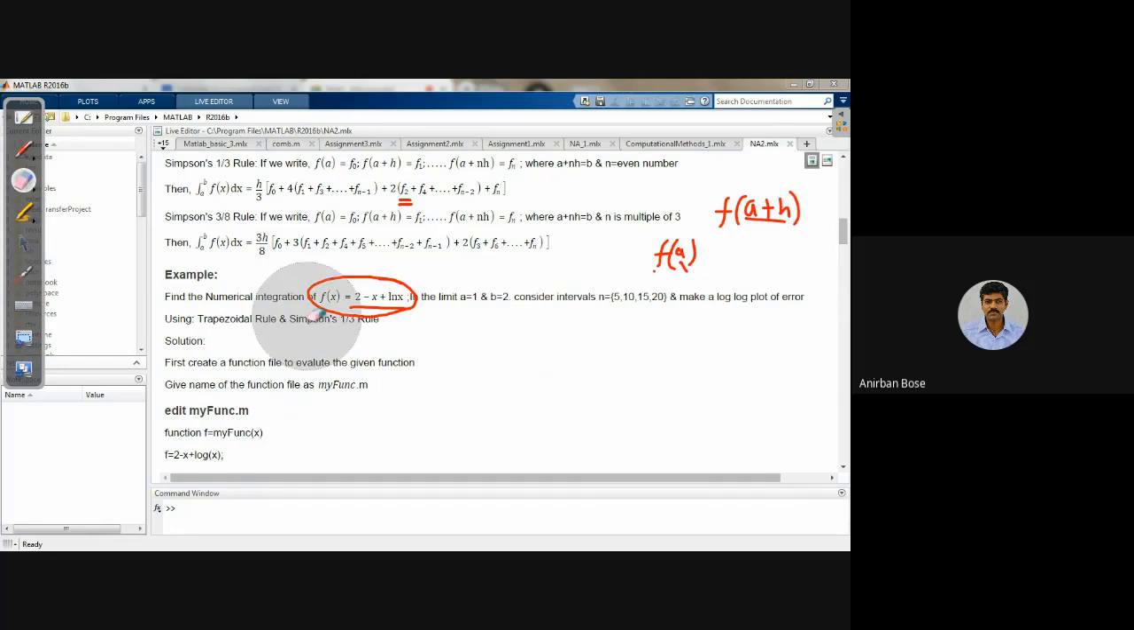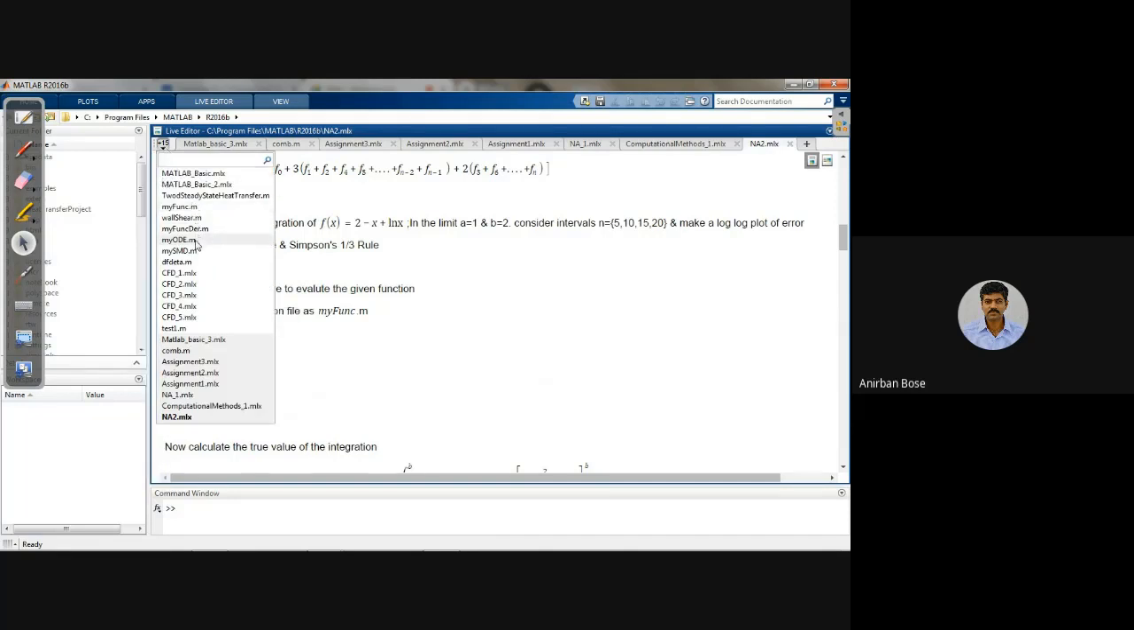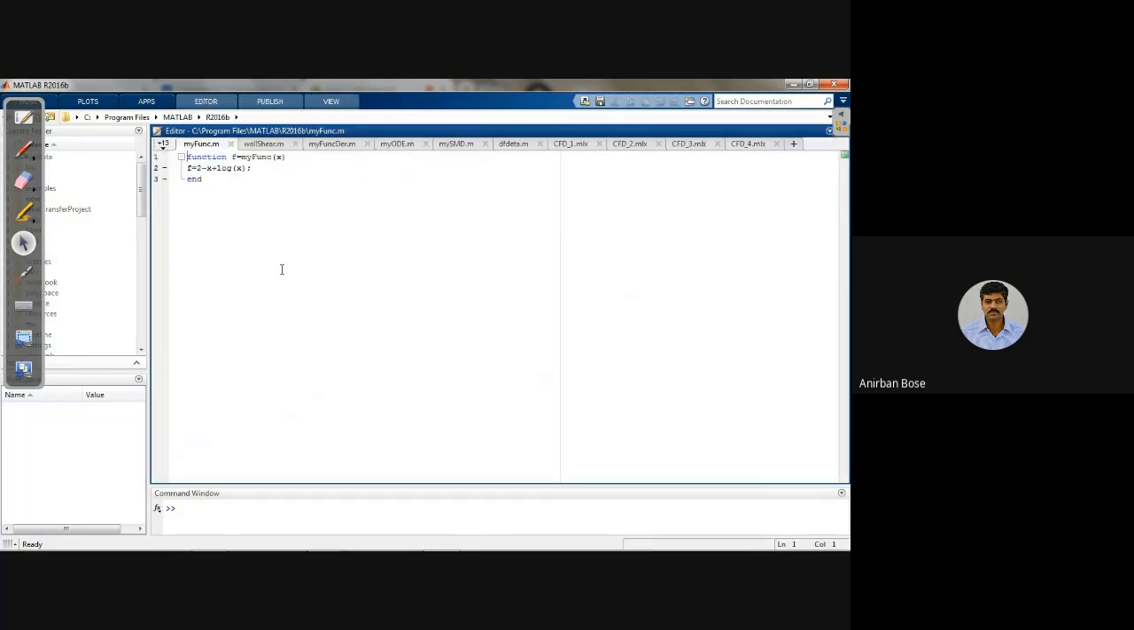So we have created that function file first. To create that function file, you know how we generate the function file. The function file name is given myfunc, and myfunc.m will automatically be created. If you write edit space myfunc.m, it will be created, and within that myfunc.m you just create that function. Okay, so let me show you how the function actually looks like.